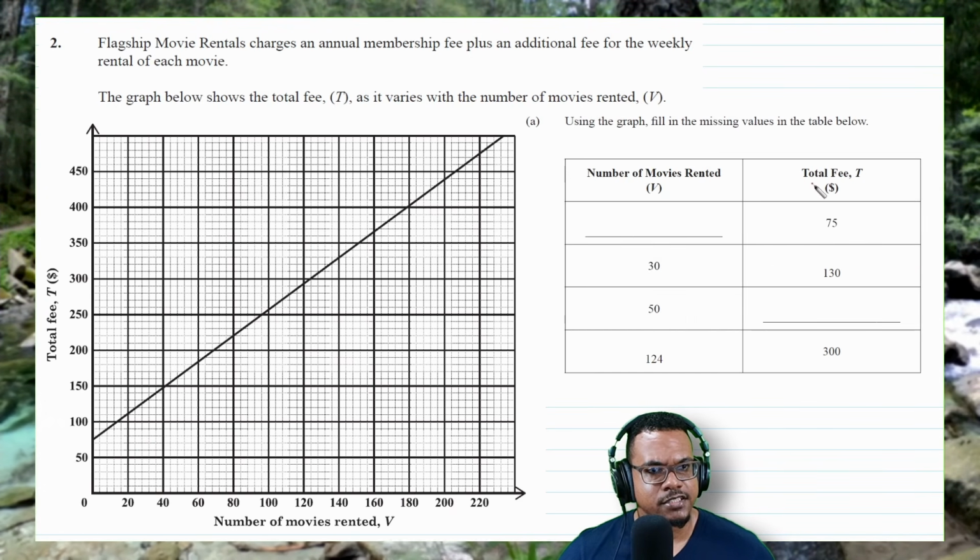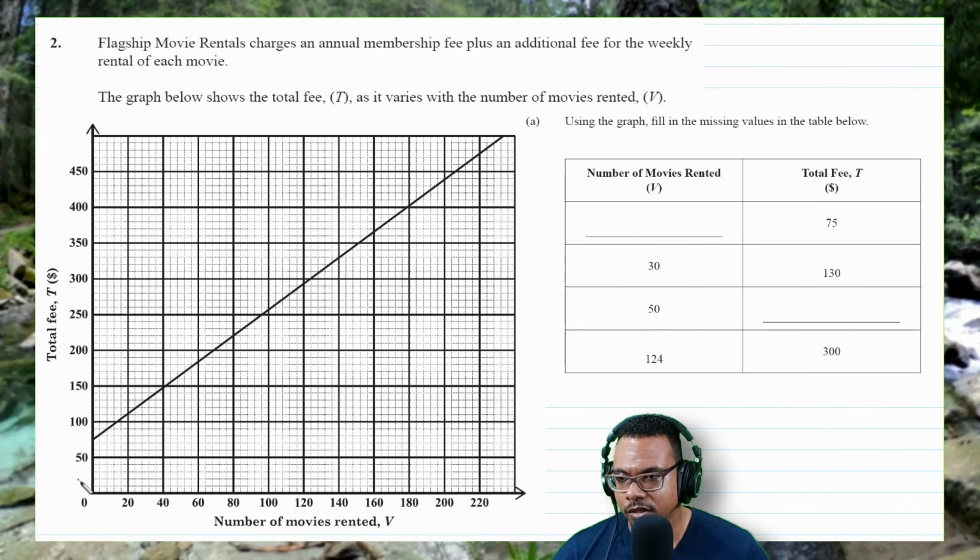What we have here first is if the total fee is 75, using the graph to fill in the missing values in this table. So if the total fee is 75, you have to locate 75 on the total fee axis and then see what is the number of movies rented. If we look at our units here, we have from 0 to 50. Every 1 centimeter is 50 units. So we have 5 little blocks for 50 units. If you take the 50 units and divide it by the 5 blocks, 50 divided by 5 is 10.